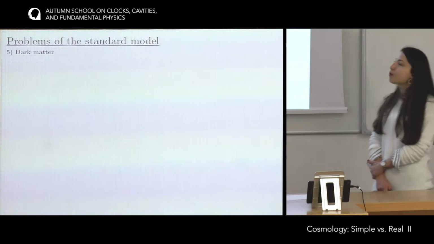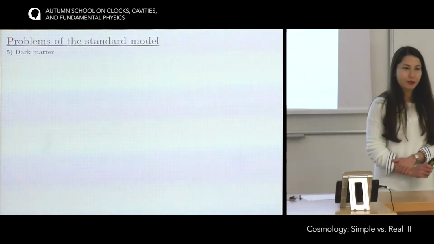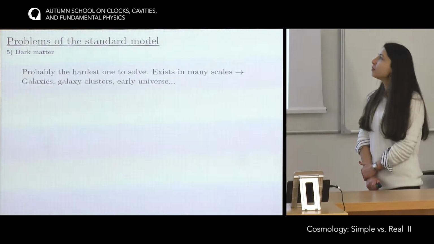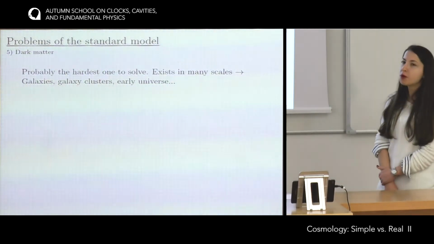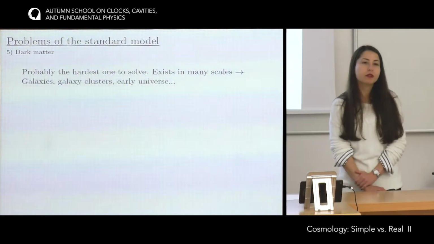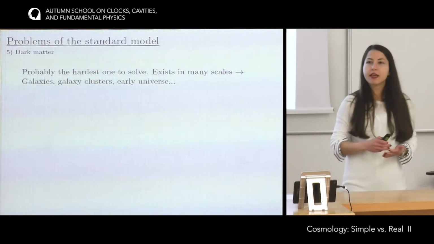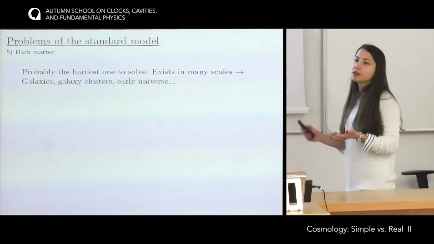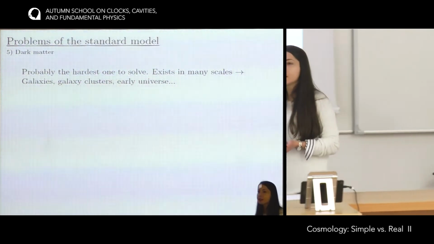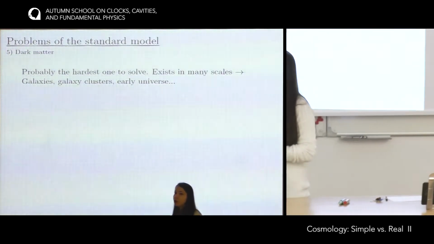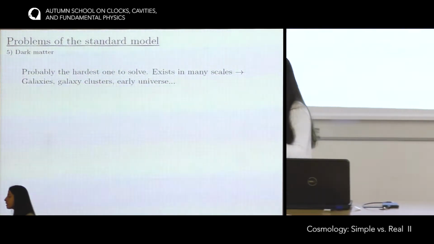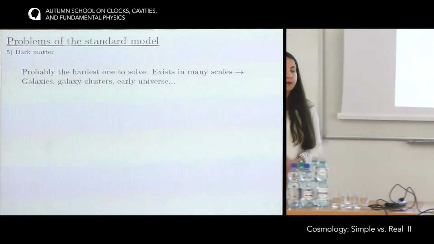So, the next problem, dark matter. I think you are more interested in this problem than anything. And I would say that this is probably the hardest one to solve because it exists at many of the scales in the universe. For example, you observe it in galaxies, in the galaxy cluster scales, and in the early universe. So wherever you look, it looks like there's some missing mass problem.